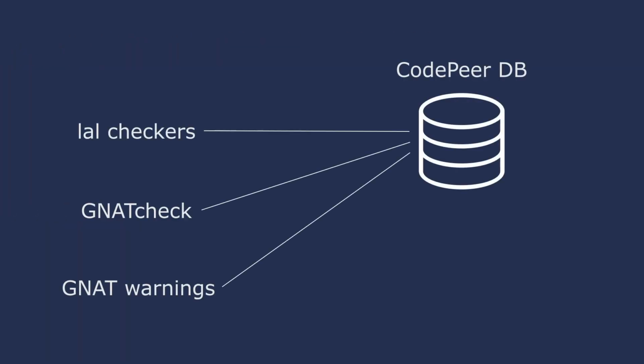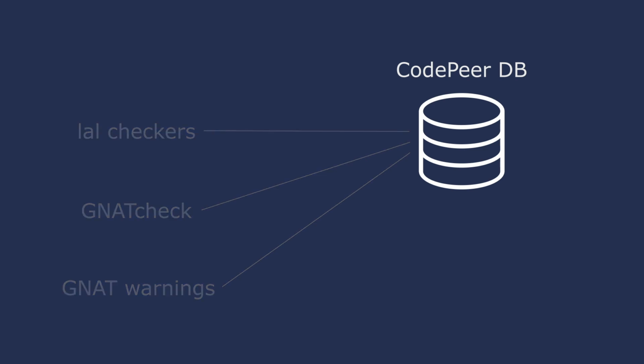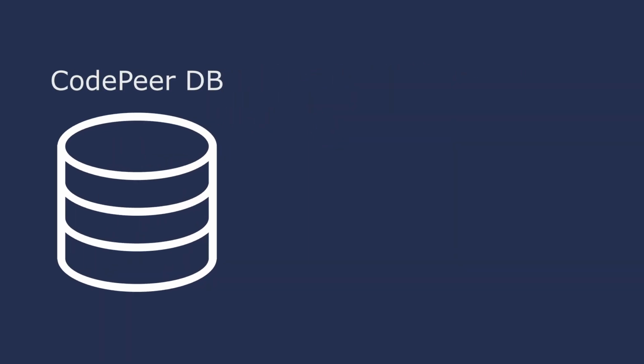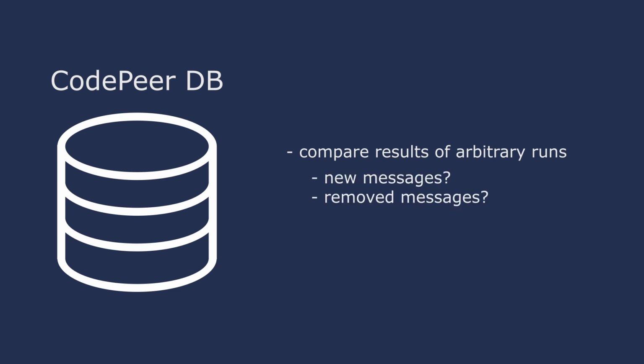All of the light checkers emit messages that are captured in CodePeer's historical database. CodePeer's historical database allows you to compare the results of different runs so that you can see whether new issues have appeared or whether issues have been fixed. It also allows your engineers to review and annotate messages with different kinds of status flags.